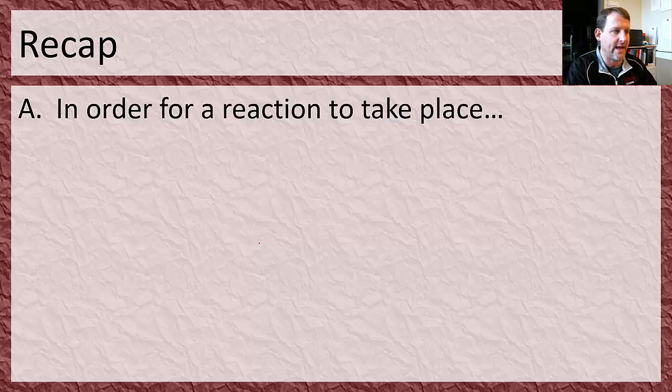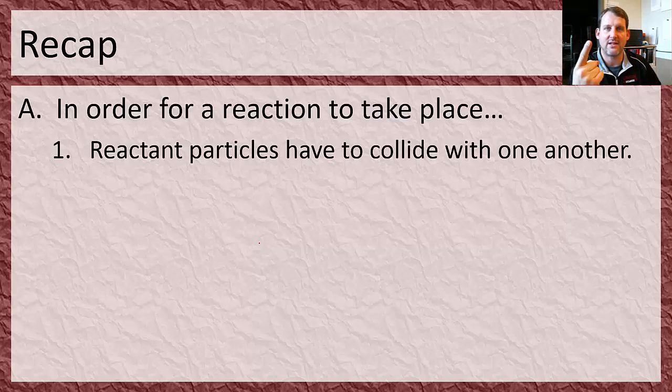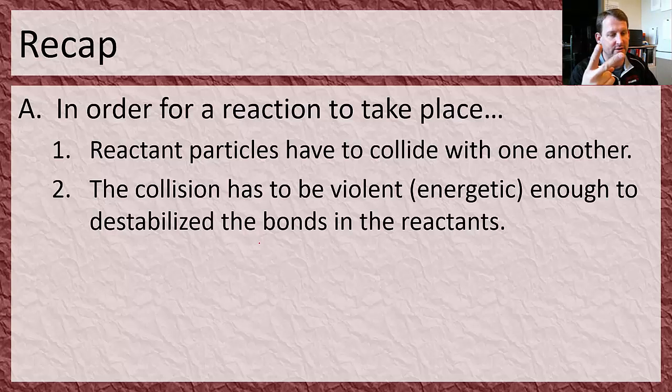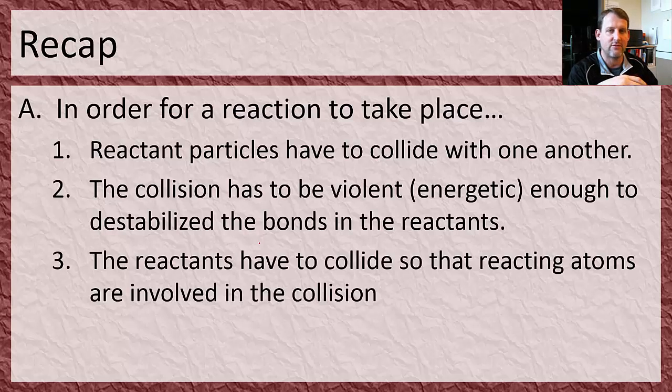Let's do a quick recap. We have to have particles collide with one another. You have to have them collide with sufficient energy, and they have to be oriented so that the new bonds can form as the old bonds are broken. If all three of those take place, you have a chemical reaction. If any of them aren't present, then you won't have a chemical reaction.